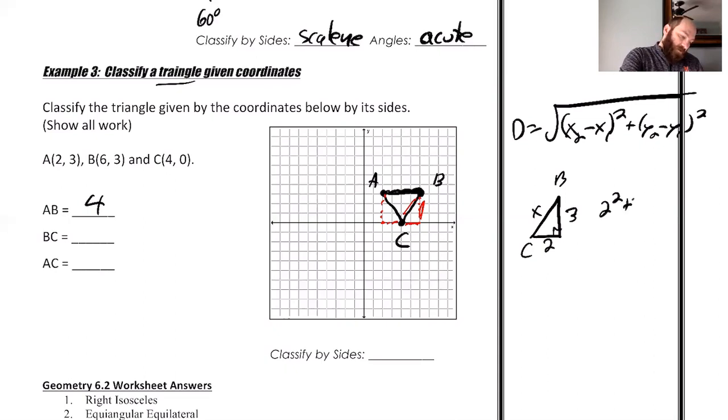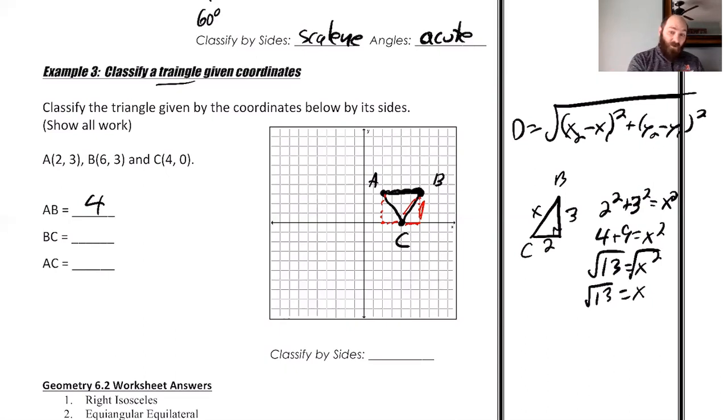So 2 squared plus 3 squared equals X squared. 4 plus 9 equals X squared. 13 equals X squared, square root that, and that's the square root of 13. Honestly, I'm just going to leave it as root 13. I could do the decimal if I really wanted to, it's probably about 3.7-ish, but it's not really a concern because all I need to do is classify by sides. I just wanted to see if this matches up to anything.